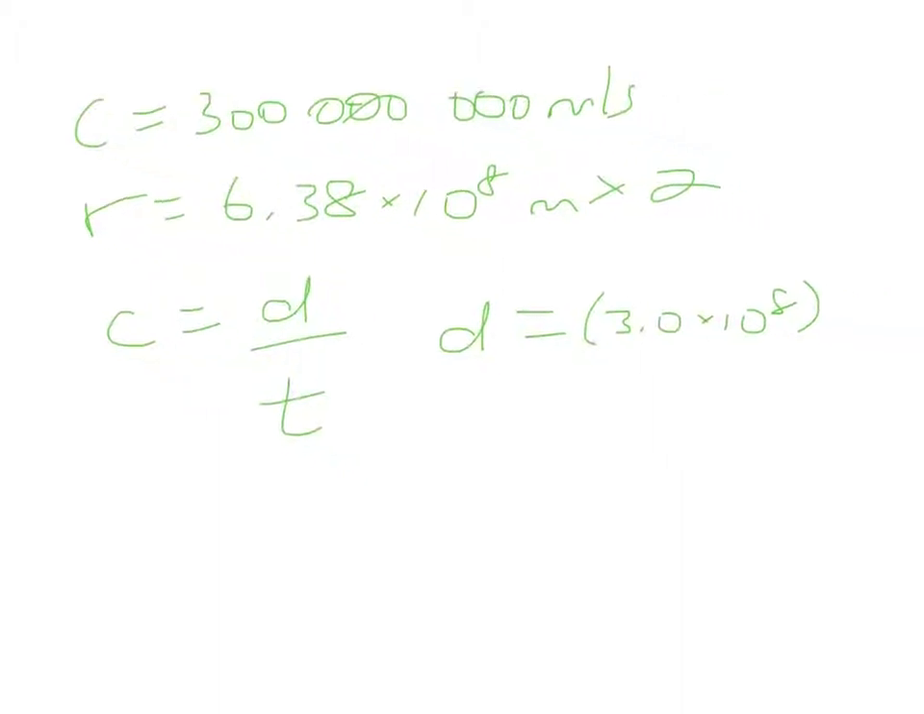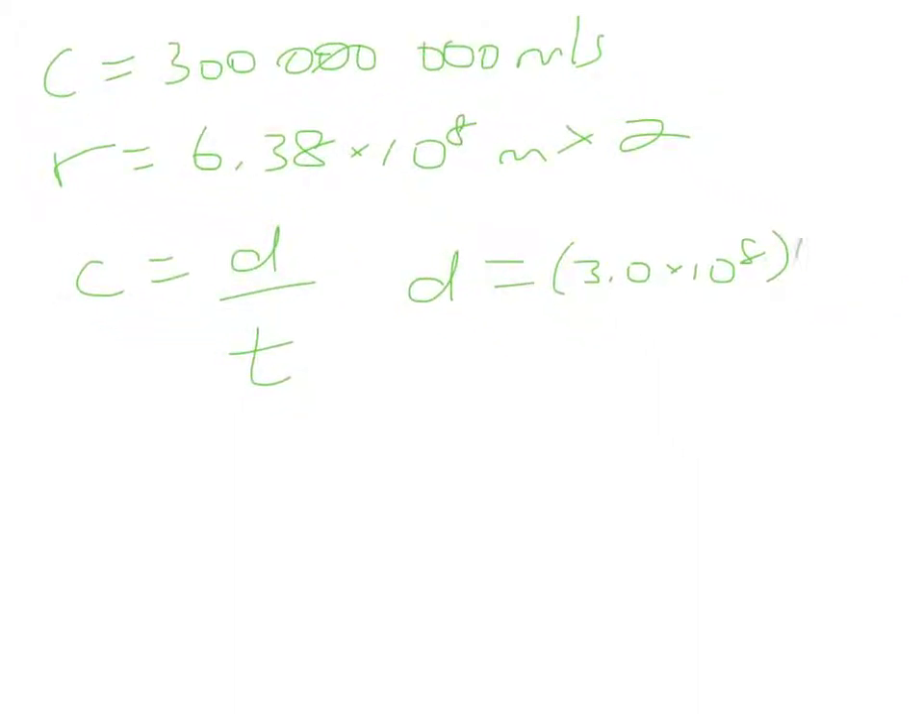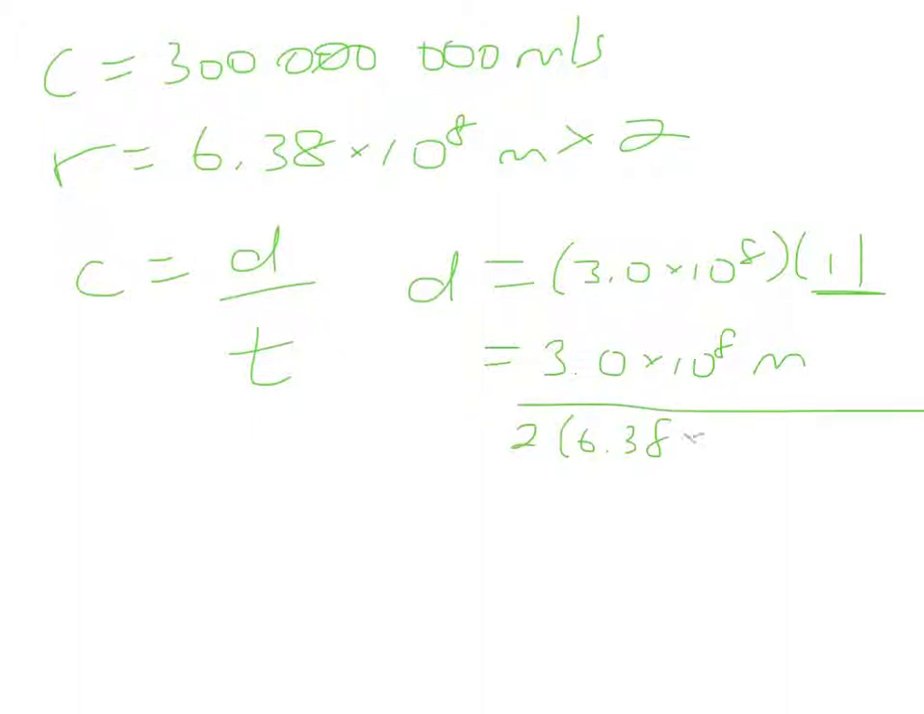Well, let me just move this over a little bit. All of this multiplied by 1 second, right? D is equal to C times T. So I just want to know how far light travels in 1 second. So would this turn out to be 3.0 times 10 to the power of 8 meters? Okay, now that's how far light traveled. If I divide this now by 2 times 6.38 times 10 to the power of 8, guess what that turns out to be approximately? It's either 24.5 or 23.5.